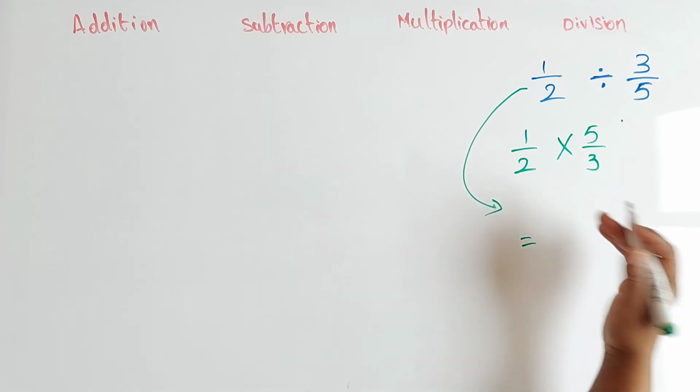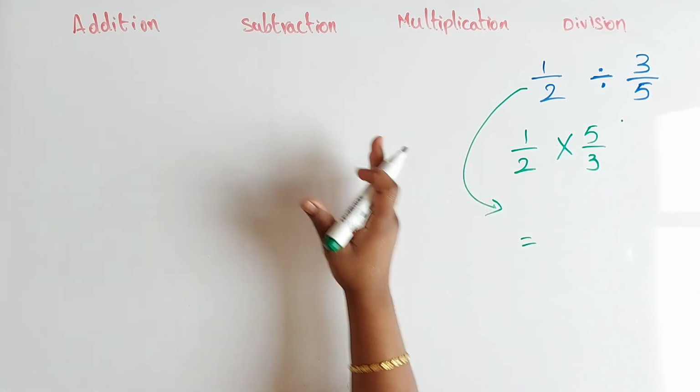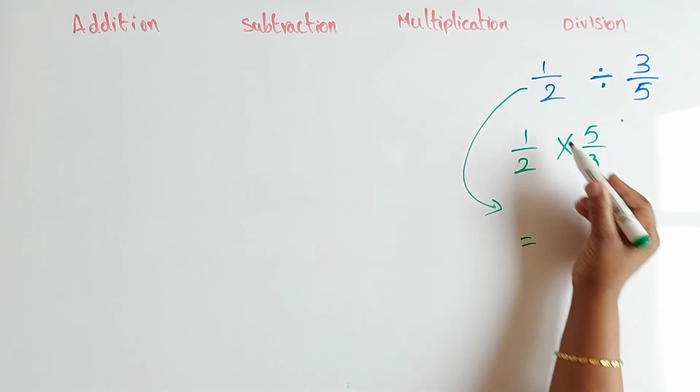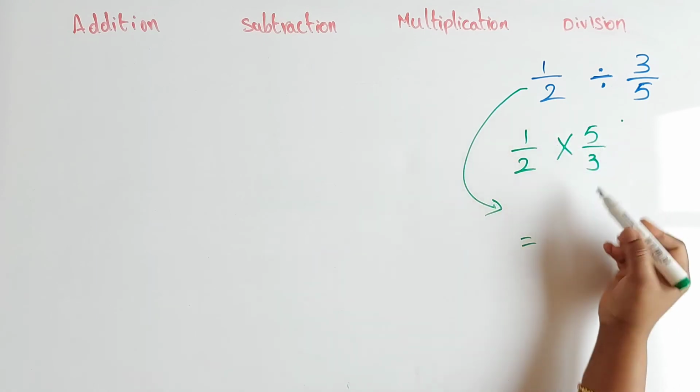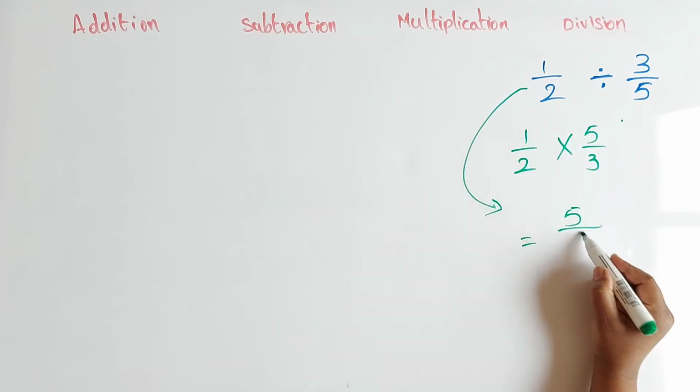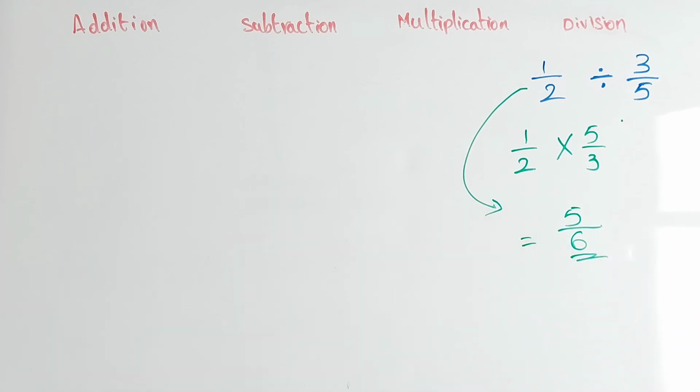Then you do the same process when you are doing multiplication. The same thing you have to do here also, right? 5 1s are 5 and 2 3s are 6 is the answer. 5 by 6 is the answer, children.